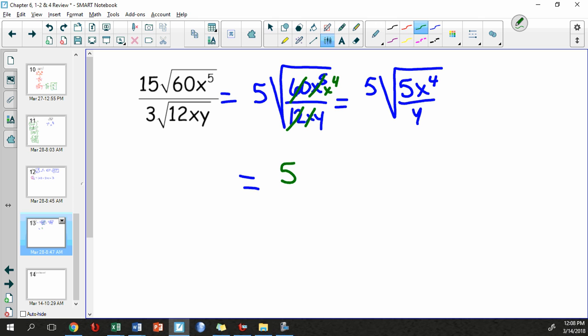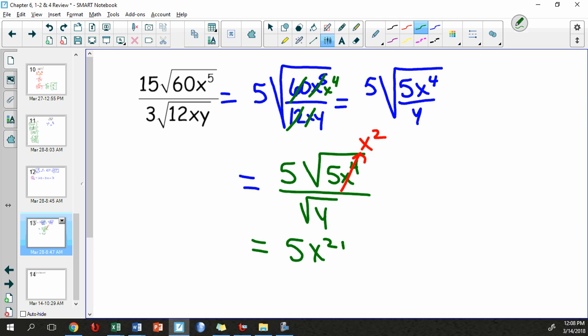So that's 5 times the square root of 5x to the 4th divided by the square root of y. What is the square root of 5? Can I do it? Can I do the square root of x to the 4th? Yes. And what is that? So you're going to have 5x squared times the square root of 5 all over the square root of y.